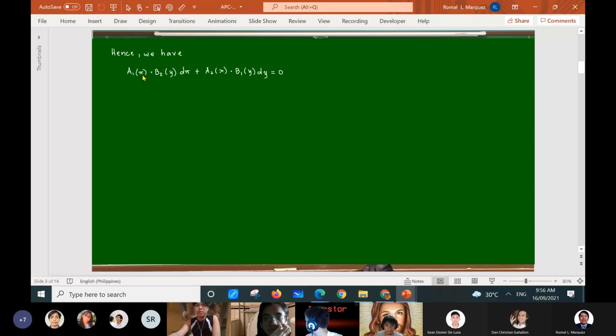So from here, I can now express the first term in terms of x alone, no? By dividing by B sub 2 of y, or multiplying by 1 over B sub 2 of y. Same thing here, I can multiply this by 1 over A sub 2 of x, okay? So multiply by 1 over A sub 2 of x times B sub 2 of y.